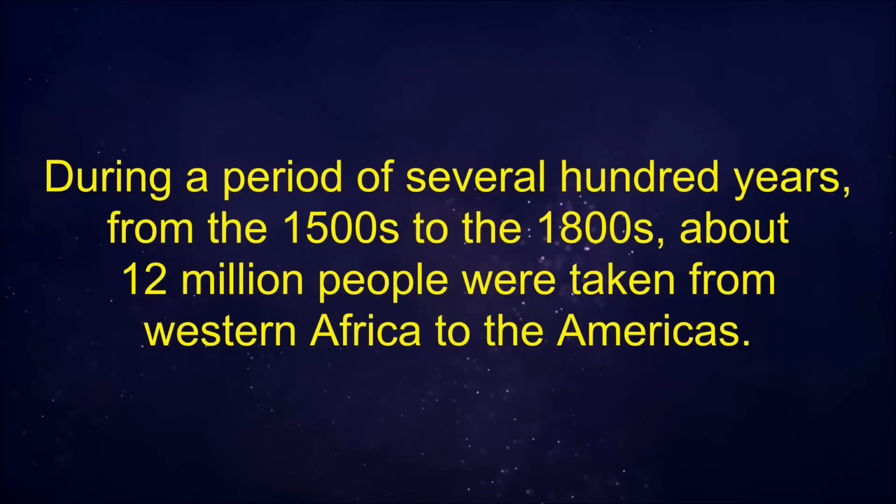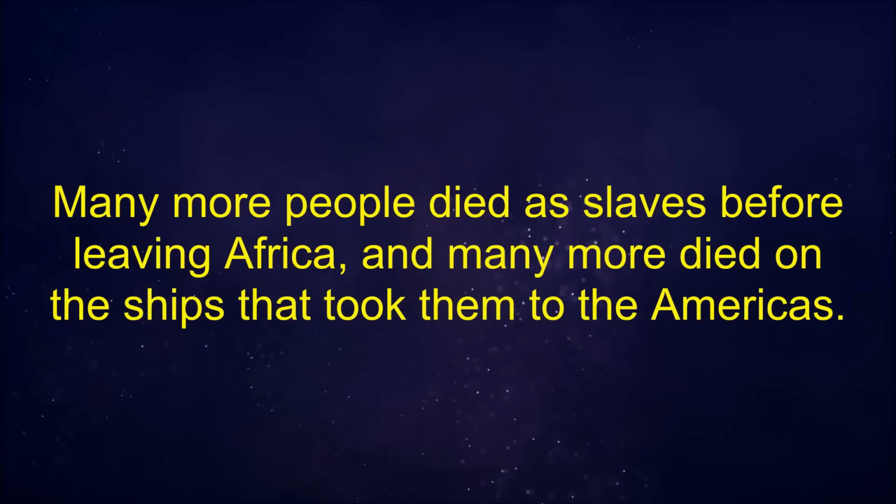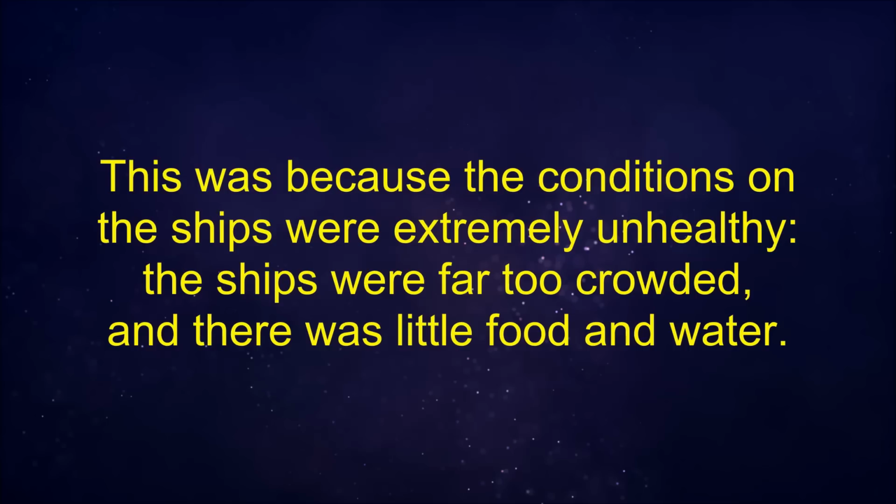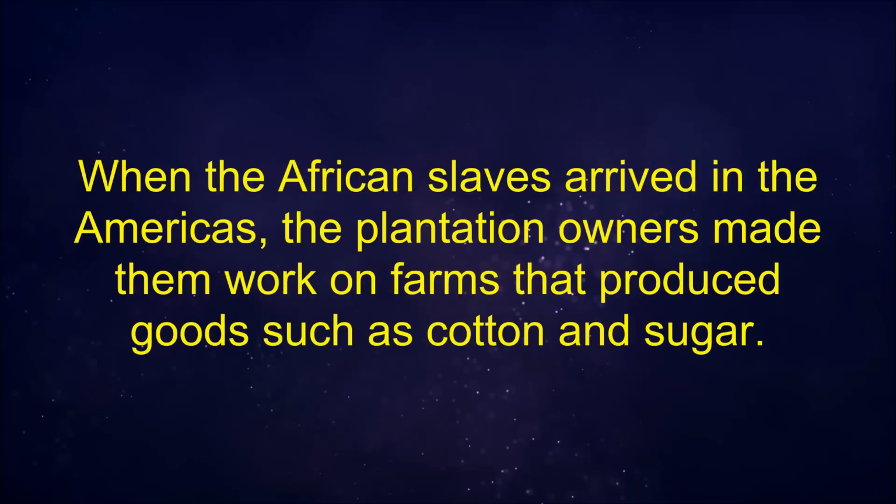Many more people died as slaves before leaving Africa, and many more died on the ships that took them to the Americas. This was because the conditions on the ships were extremely unhealthy. The ships were far too crowded, and there was little food and water. When the African slaves arrived in the Americas, the plantation owners made them work on farms that produced goods such as cotton and sugar.